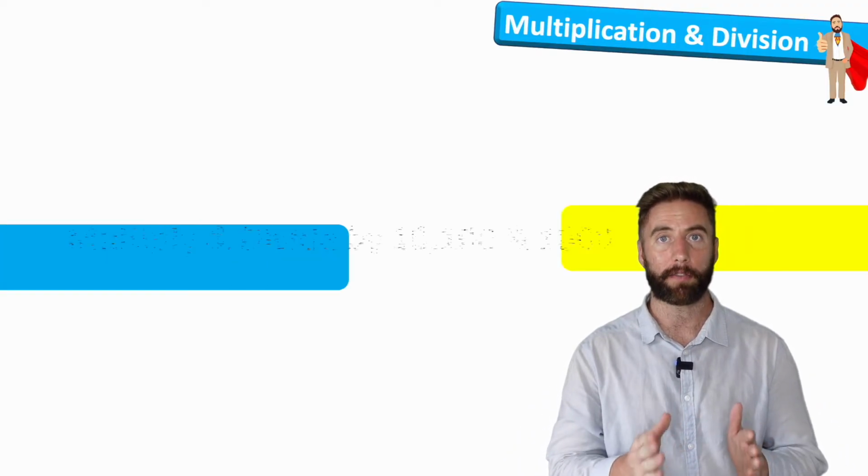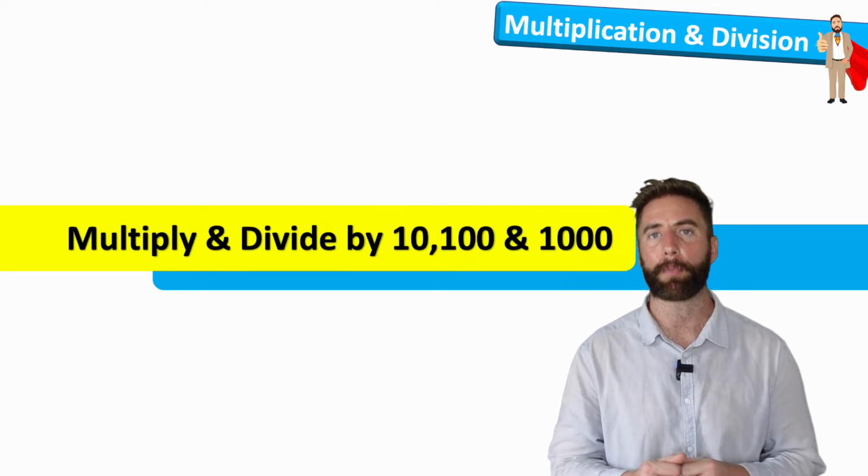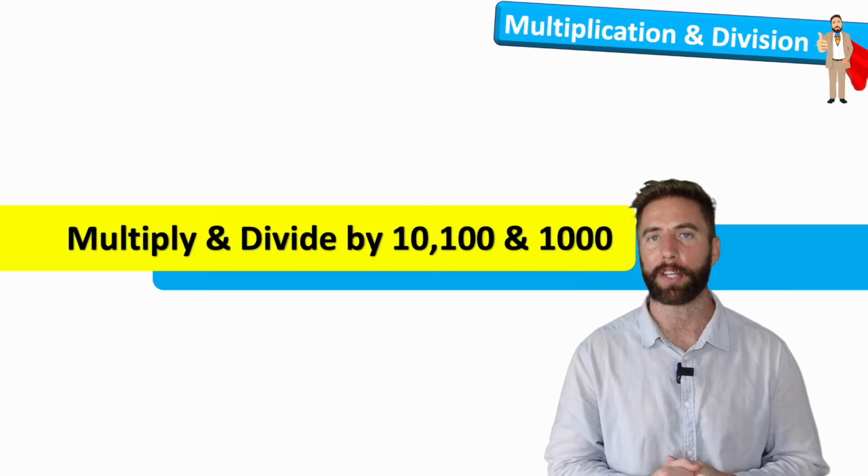Okay, this is a really important skill. We're going to look at multiplying and dividing by 10, 100 and 1000. These are really good numbers to be able to quickly multiply and divide by, so let's see how we can do this. Let's start.